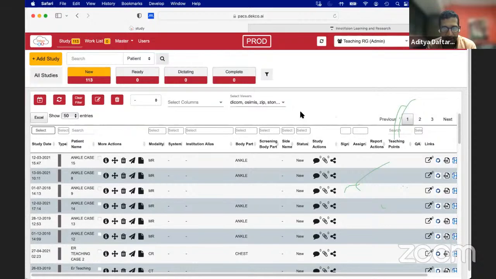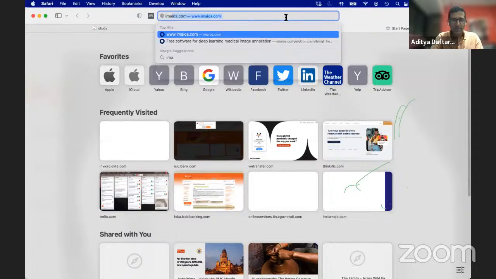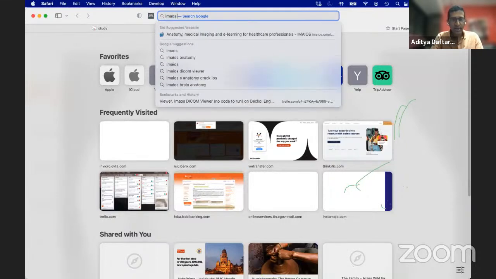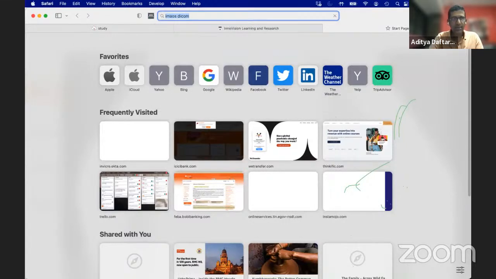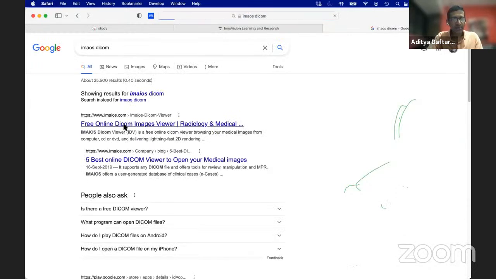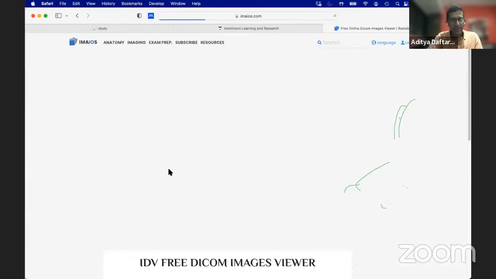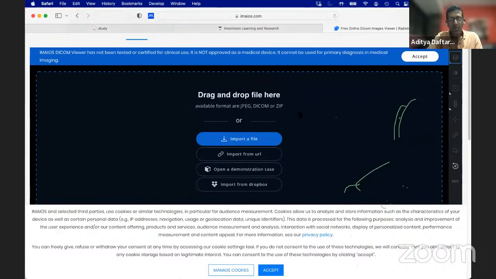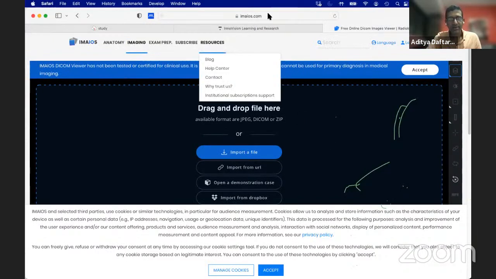If you're looking at Chrome, I don't know what is available. There's a very cool site actually, which I should probably introduce you guys to. There's this thing called the Imeos DICOM viewer. This is the Imeos free DICOM viewer. What you can do here is quite cool. You can take any zip file once you go to this site. Let me just send you the link.